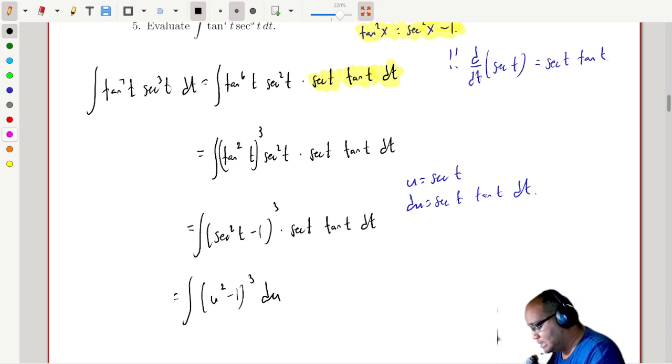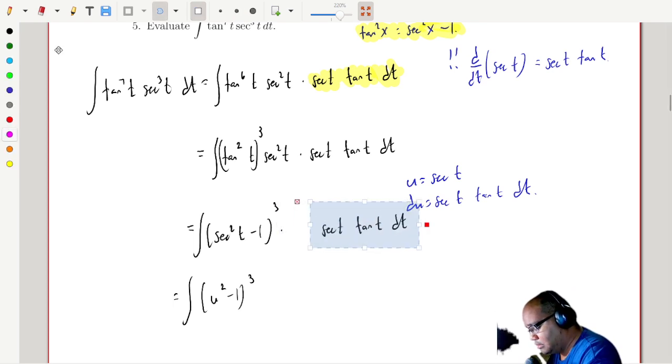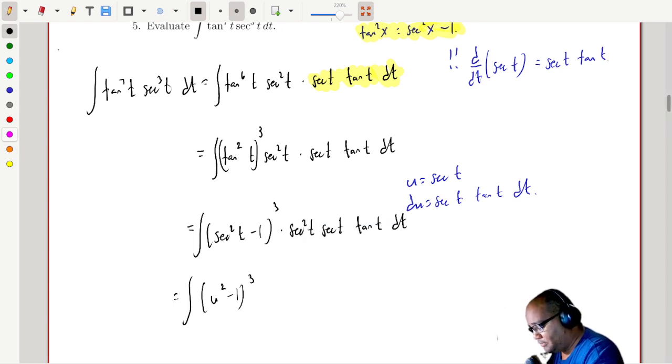Oh, I just realized we are missing a secant squared here. Let's fix that. That's my mistake. We are missing a secant squared. So, secant squared here, and now secant squared there is u squared, then du.